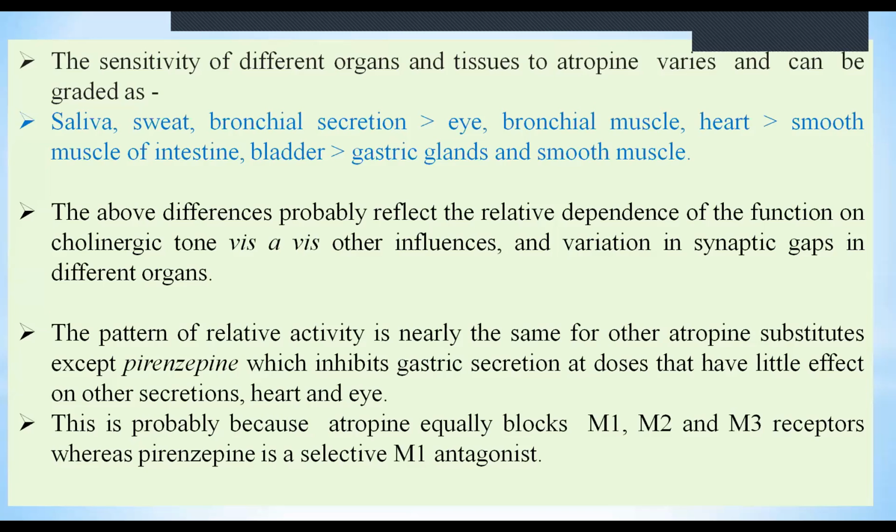So the M1 type of receptors are present on the gastric parietal cell, and with the action of acetylcholine on it, or parasympathomimetic stimulation, acid is secreted, whereas this can be effectively blocked by either atropine or pirenzepine. Atropine is non-selective for M1 to M3 receptors, whereas pirenzepine is selective for M1 receptors.